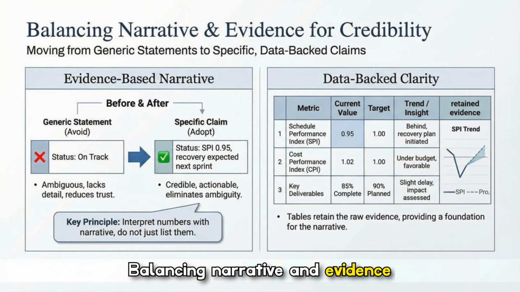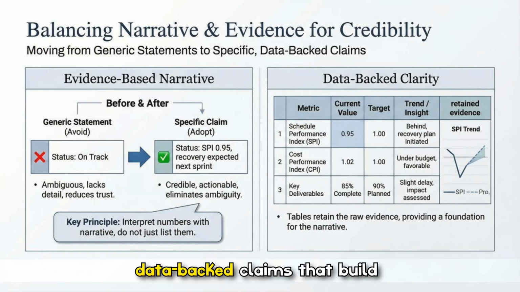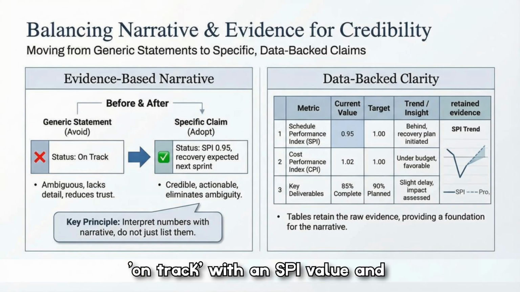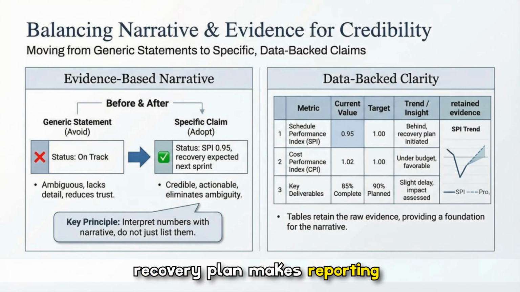Balancing narrative and evidence means moving from vague statements to specific, data-backed claims that build credibility. The before and after example shows how replacing "on track" with an SPI value and recovery plan makes reporting actionable, and the companion table retains raw metrics to support the narrative and allow auditors to verify conclusions.